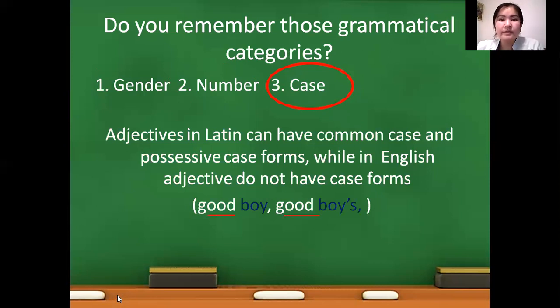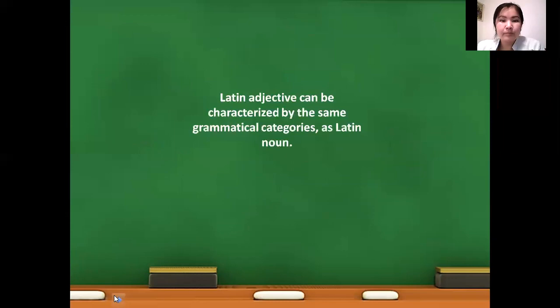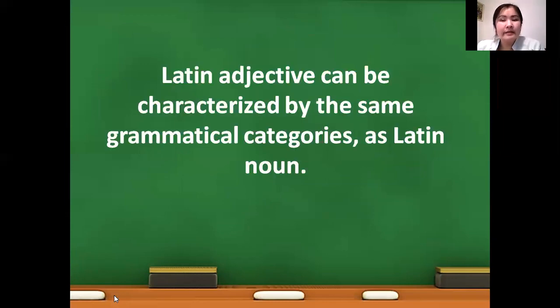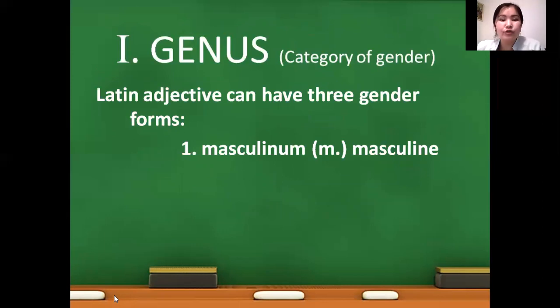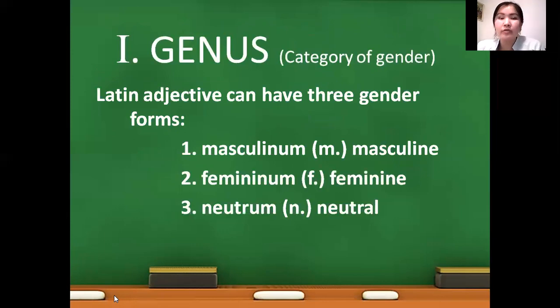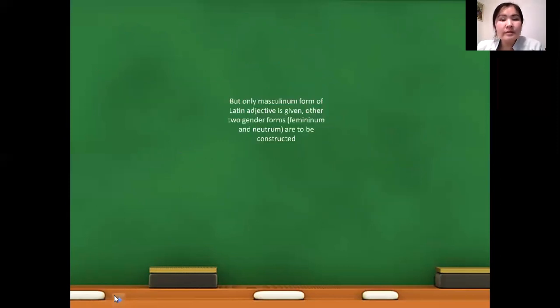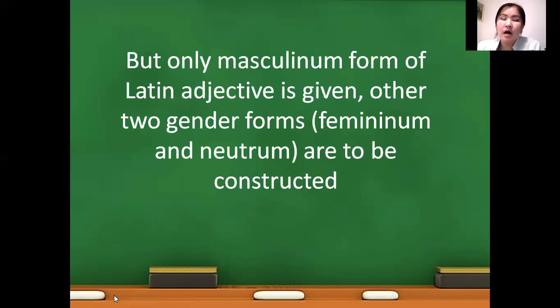So that is why, guys, the grammatical categories of the adjective will be a little bit of a strange topic for you. So be attentive and try to remember each detail of today's video lesson. As I already told, a Latin adjective can be characterized by the same grammatical categories as a Latin noun. And the first category is genus, the category of gender. A Latin adjective also can have three gender forms: masculinum, femininum, and neutrum. But only the masculinum form of a Latin adjective is given. The other two gender forms, femininum and neutrum, are to be constructed.